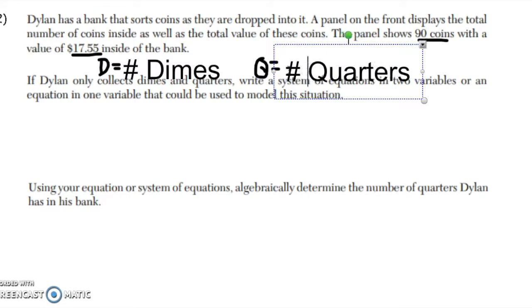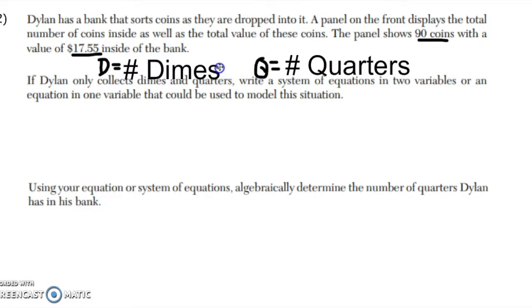Okay, so now that this is blocking most of the question, let's move this out of the way. If Dylan only collects dimes and quarters, write a system of equations in 2 variables or an equation in 1 variable that can be used to model the situation. So we have the first equation. Excuse me, guys, I'm sleepy. We know there's 90 total coins here. So between the number of dimes, D, plus the number of quarters, Q, we should have 90 coins.